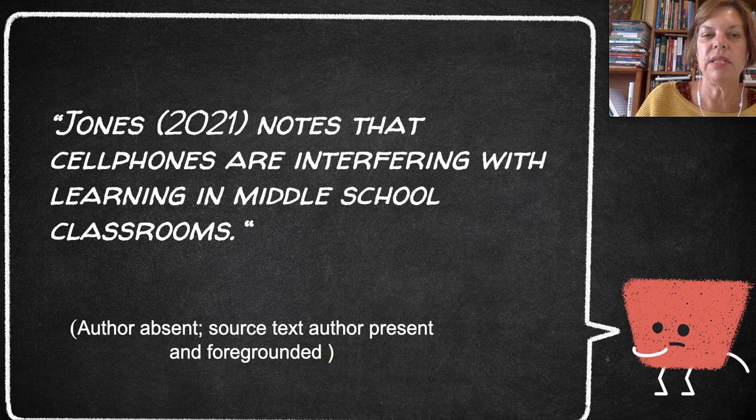Now we go, Jones 2021 notes that cell phones are interfering. So the source text author becomes foregrounded and is present. The author is absent because the "notes" is very neutral. It's not, the author's not taking a position on it.